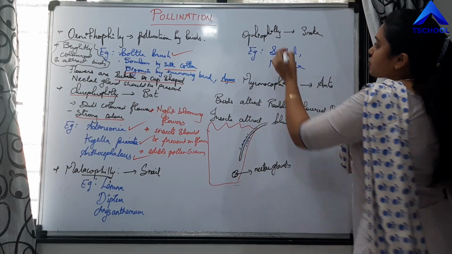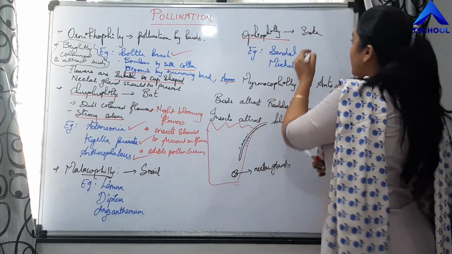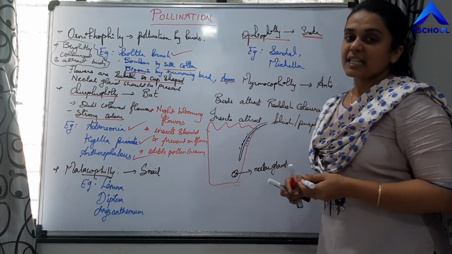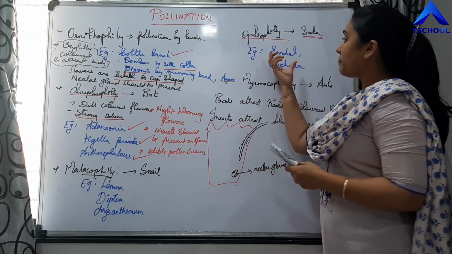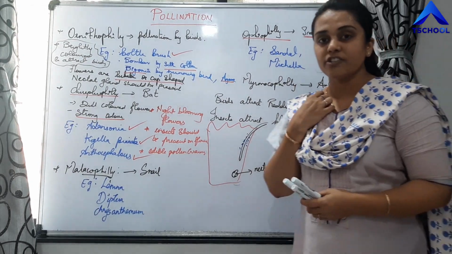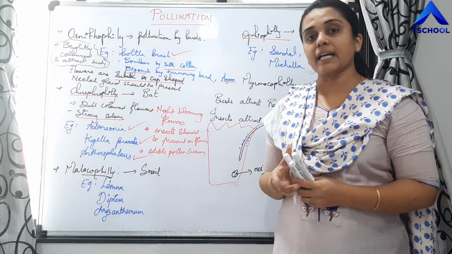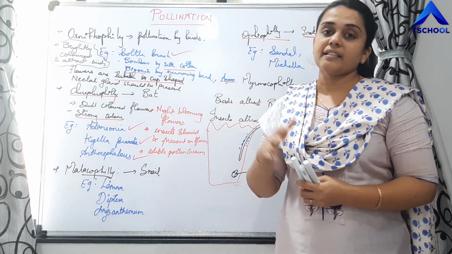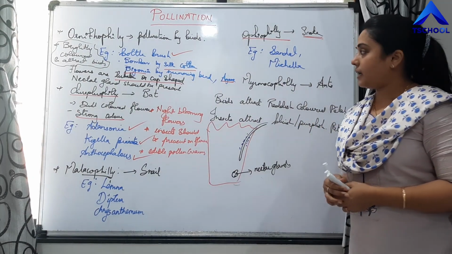Then the next one is ophiophily. Ophiophily means pollination is done by snakes. Snakes are involved in pollination. Right? Example is the sandalwood tree. Snakes are attracted towards the fragrance of the sandalwood tree, and in turn snakes help in pollination. Another example is Micelia.